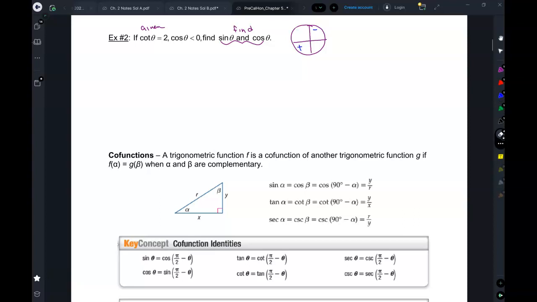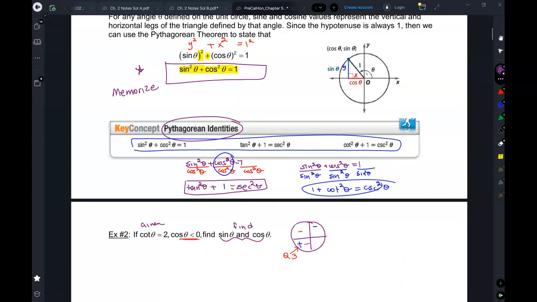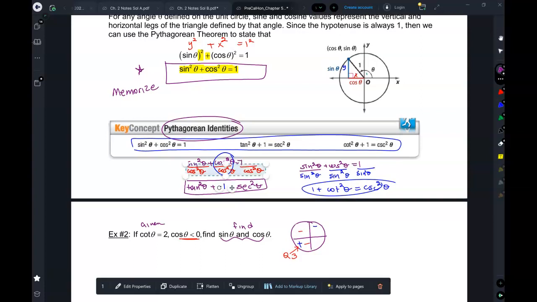Then it says cosine is negative. Where is cosine negative? Second and third. So in what quadrant are all of our angles? Third quadrant. So remember, all of your answers have to have either a positive or a negative attached to it based on that quadrant. Okay, so cotangent is what we have. We need sine and cosine. What identity relates cotangent to either a sine or a cosine?